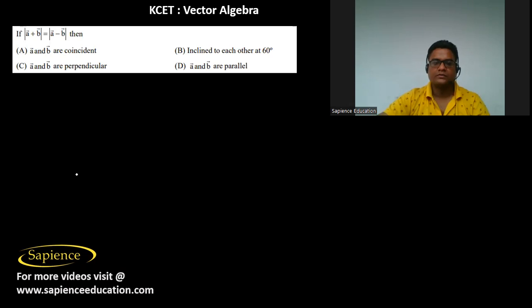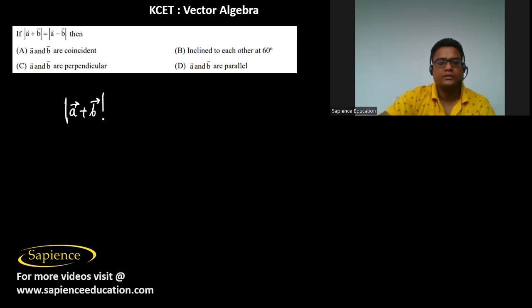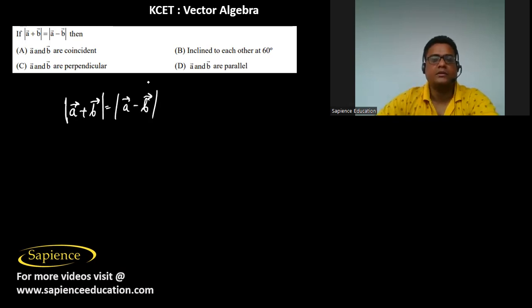Here it is told if mod of a plus b is equal to mod of a minus b, then a and b are coincident or inclined to each other at 60 degree, a and b are perpendicular, a and b are parallel. So which option is correct? We have to find that.